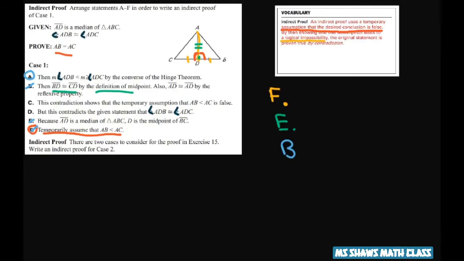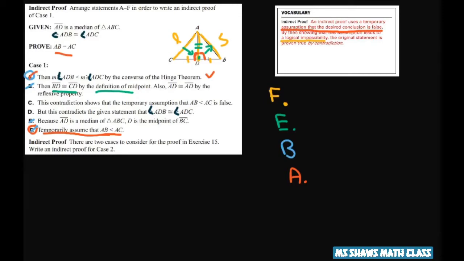Right? Because what we're trying to do is prove AB is smaller than AC. So this would be the larger side. That means this angle has to be larger than this angle. So based off our temporary assumption, we're going to use the converse of the hinge theorem, which is A. So now we have two more.